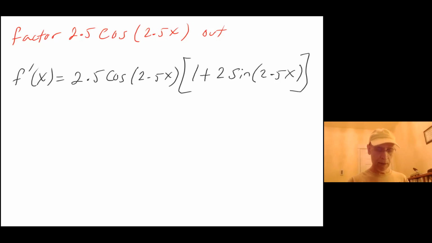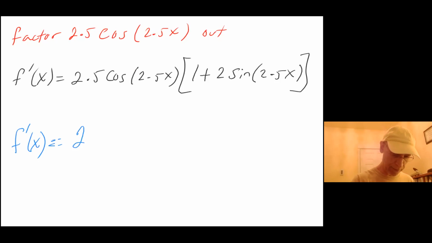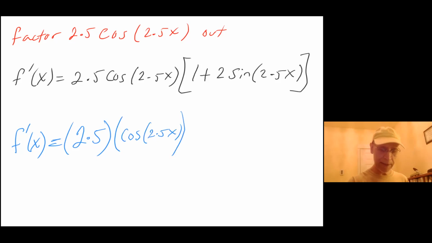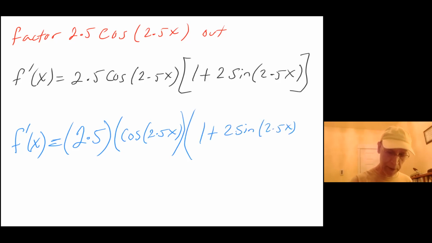Okay. So now notice that really for f prime of x I have 3 things being multiplied. I have 2.5, that's a constant, so I can keep it out. Then this is getting multiplied by cosine of 2.5x, and this is getting multiplied by 1 plus twice sine of 2.5x. So I'm going to keep this 2.5 out because it's a constant and I don't have to do much with it.